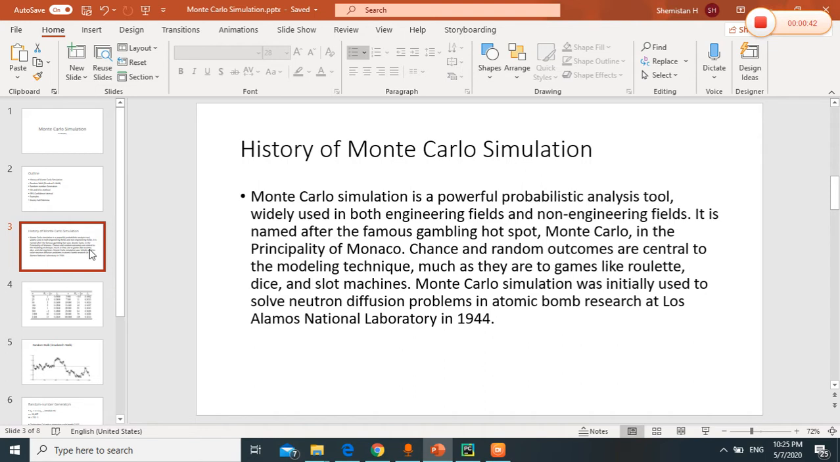boring. And firstly, let's talk briefly about the history of Monte Carlo simulation. Monte Carlo simulation is a very powerful probabilistic analysis tool, because if we cannot think or imagine every situation, we can simulate it. It is named after the famous gambling hotspot Monte Carlo. It was initially used to solve neutron diffusion problems in atomic bomb research at Los Alamos National Laboratory, and it was also one of the most utilized tools during World War II.